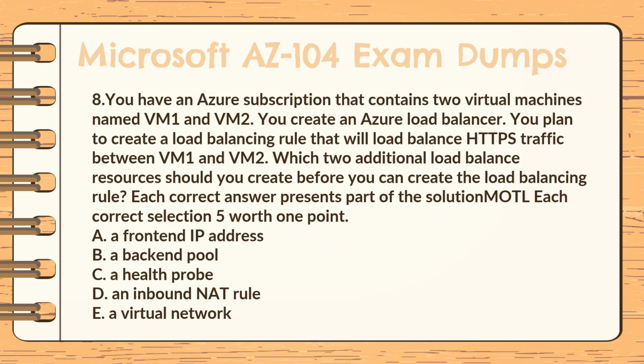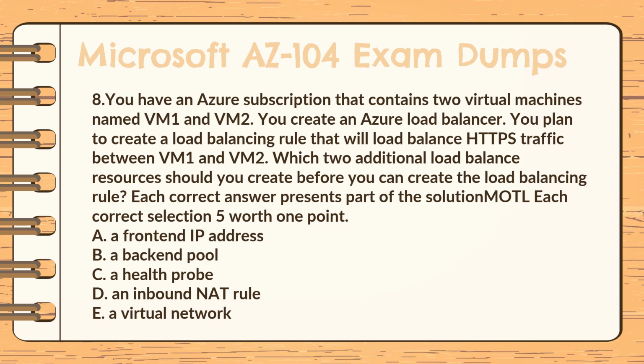8. You have an Azure subscription that contains two virtual machines named VM1 and VM2. You create an Azure load balancer. You plan to create a load balancing rule that will load balance HTTPS traffic between VM1 and VM2. Which two additional load balancer resources should you create before you can create the load balancing rule? Each correct answer presents part of the solution. Each correct selection is worth 1 point.